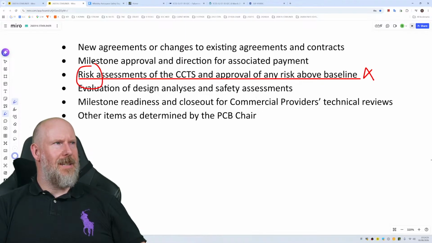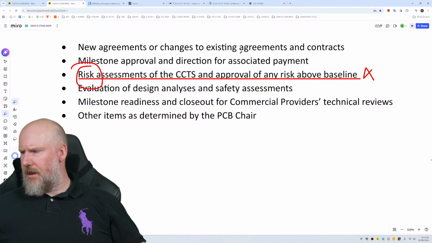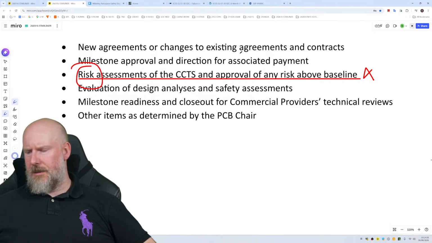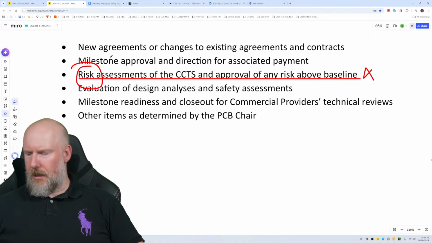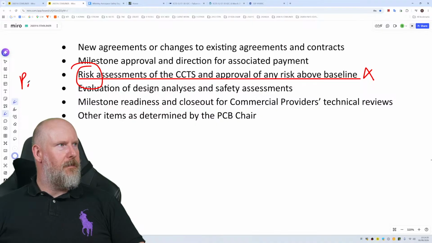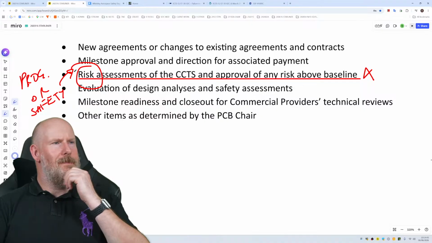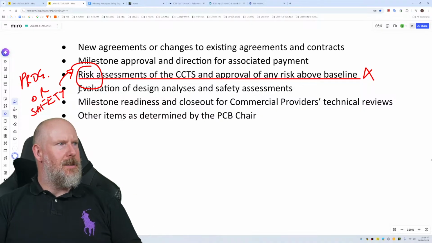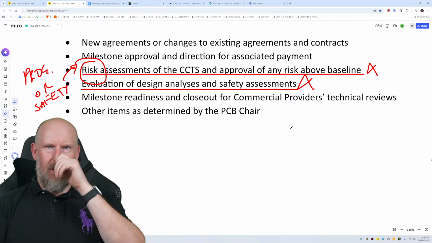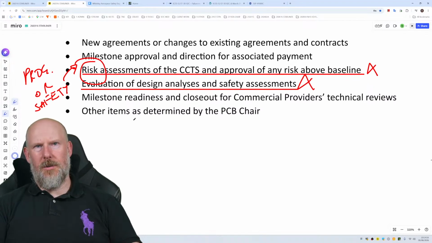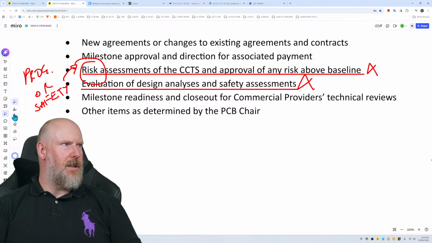So when it says risk assessments, are these program risks or are these safety risks? What risks are we talking about? Program or safety? What are we talking about in there? Evaluation of design analysis and safety assessments. Yeah, there we go. That's an important one. Milestone readiness and closeout for commercial providers, technical reviews, other items as determined by the PCB chair.